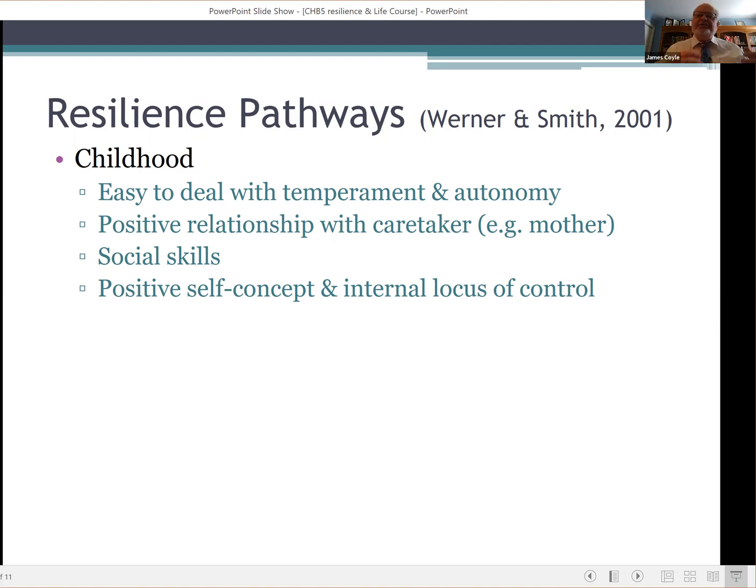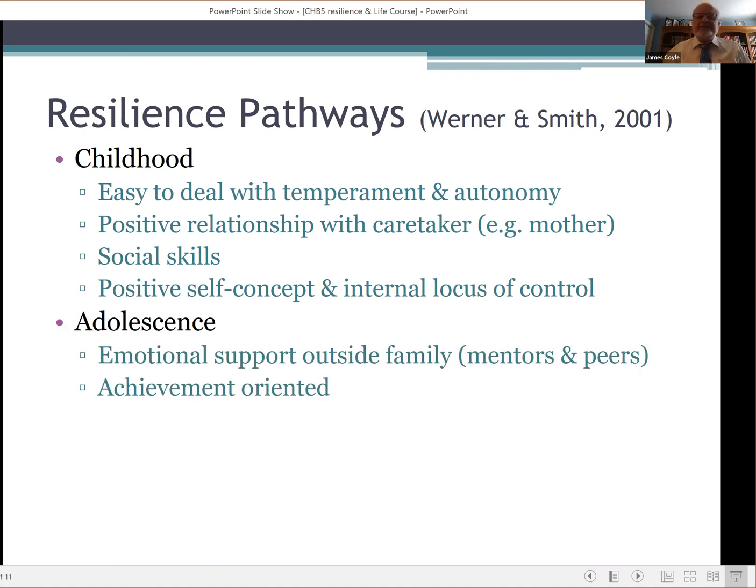The pathways to resilience during childhood tend to focus on an easy to deal with temperament, a sense of autonomy, a positive relationship with a caretaker like a mother, and social skills, an internal locus of control, which means that even if everything is going crazy all around you, you have a sense that I can handle it, I can get through it. One of the important things that I take from this is that one of the best preventive things that we can do when we're working with families is to help young mothers to bond with their children, particularly infants, to have good relationships and strongly strengthen those relationships. That's a very important thing to be able to do when you're working with families with young children.